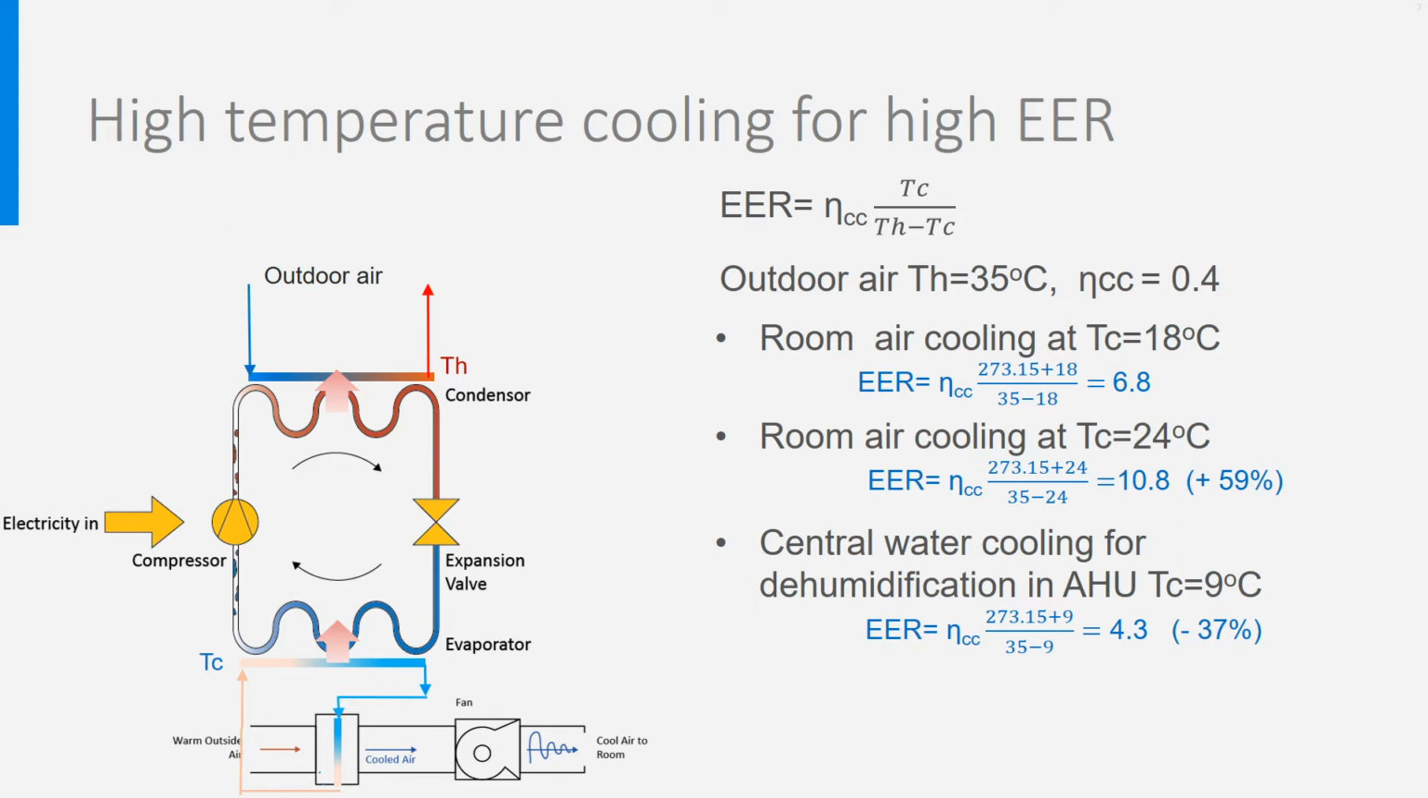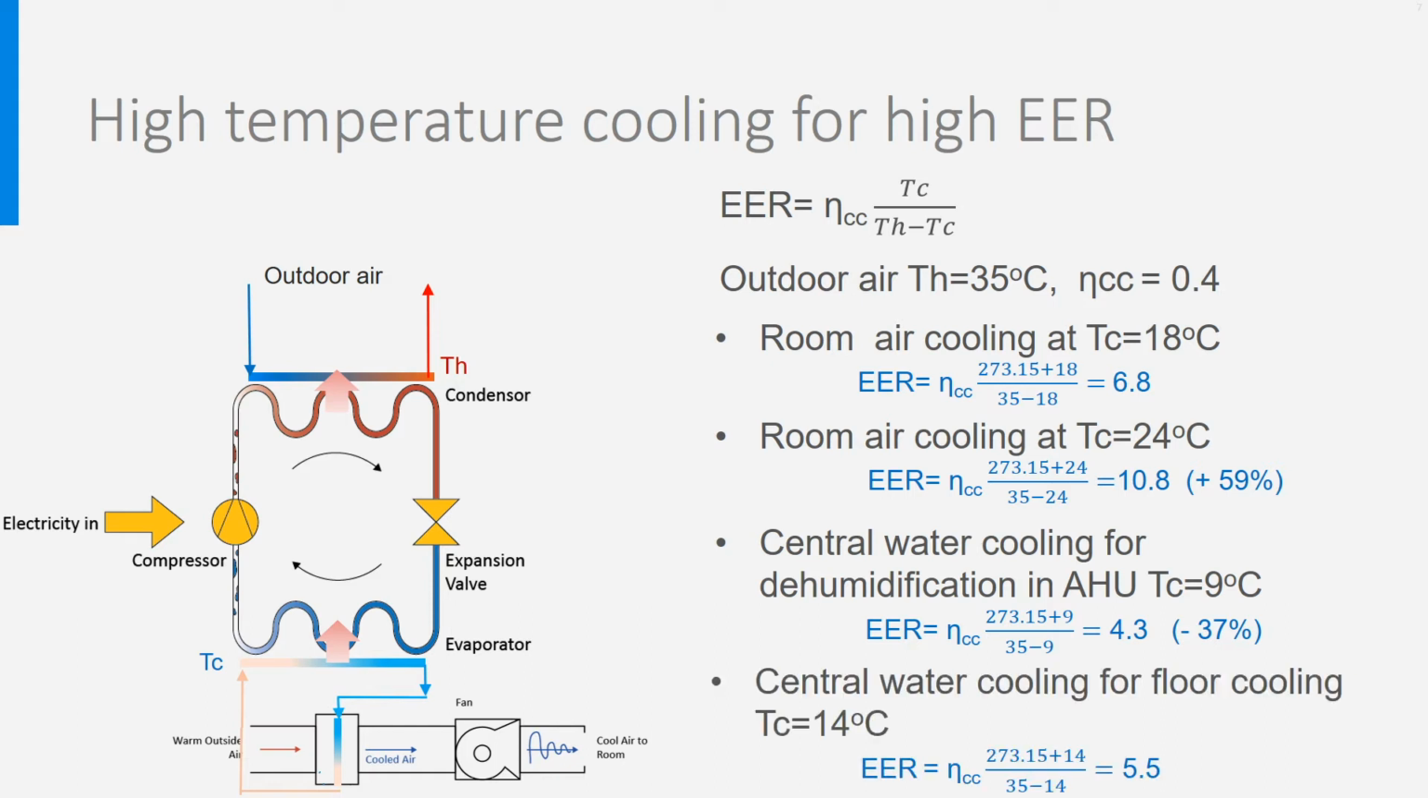In many other climates, there is not a real need for dehumidification, and centrally cooled air at 14 degrees can be provided and mixed with the room air, leading to a nice indoor temperature. This would also be the temperature needed in a floor or ceiling cooling system, by the way. It would give an EER of 5.5, 28% better than with the temperature of 9 degrees. So, to get the maximum efficiency from a cooling machine, high temperature cooling should be preferred whenever possible.